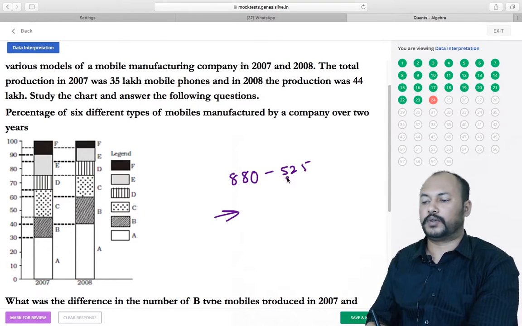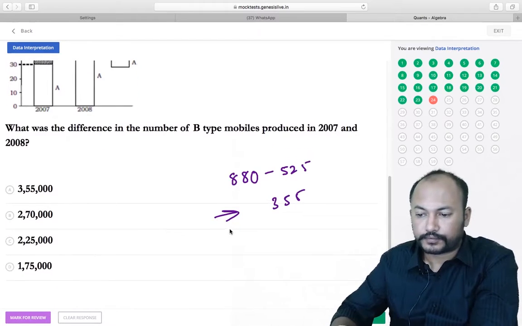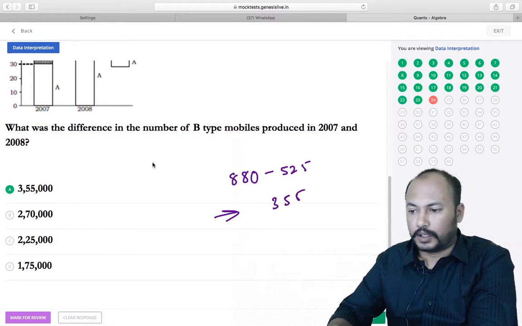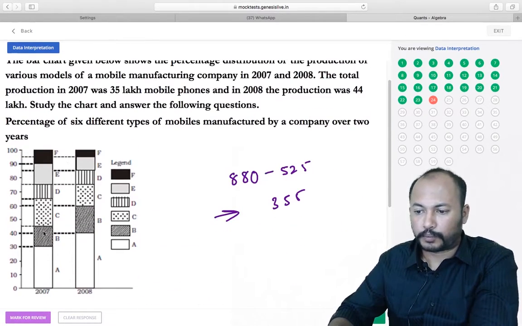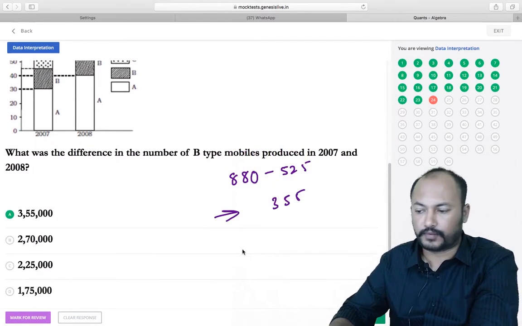825, overall 300, and then 355. Yeah, option A. Hope this is clear. The overall production is different, so that has to be considered. So what I've done is 15 into 35 lakhs, you get that 525, and then this is 20 into 44, you get 880. The difference is 355 lakhs.